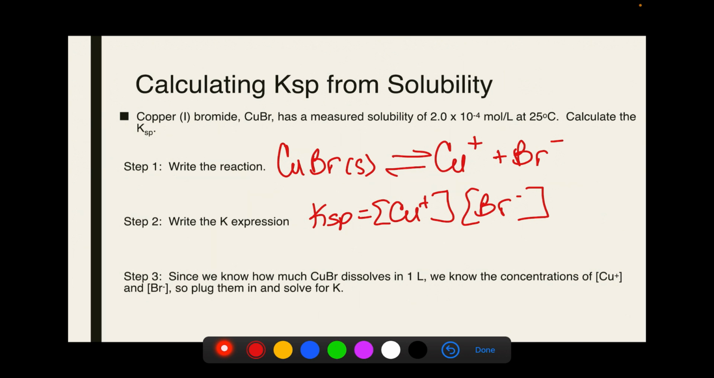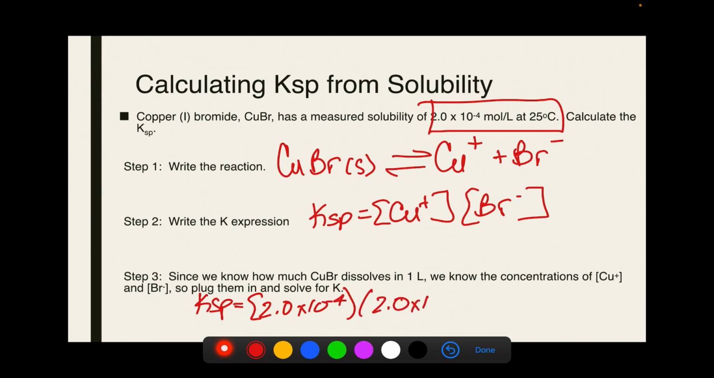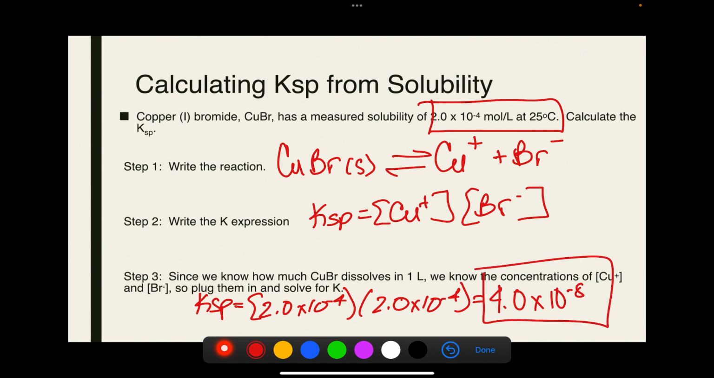Since we know how much copper bromide will dissolve in 1 liter, we know the concentrations of both Cu+ and Br-, so we can plug them in to solve for K. We've already been told that at 25 degrees Celsius, 2.0 times 10 to the negative 4th moles will dissolve in every liter. Therefore, our concentration of copper will be 2.0 times 10 to the negative 4th, as will our concentration of bromine. Doing this math, we find that our KSP is 4.0 times 10 to the negative 8th. Recall that KSP values are unitless.